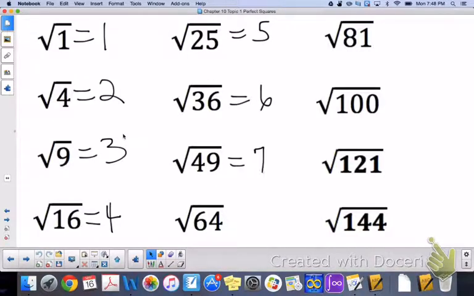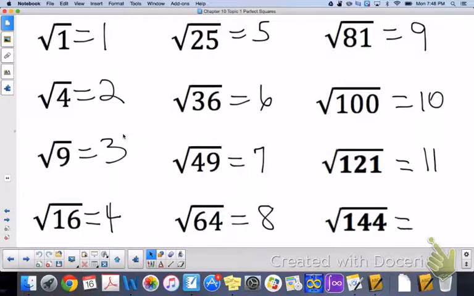Square root of 49 is 7. Square root of 64 is 8, okay? These are all because 8 times 8 is 64. 7 times 7 is 49. The square root of 81 is 9. 9 times 9 is 81. Square root of 100 is 10. Square root of 121 is 11. And the square root of 144 is 12. Again, 12 times 12 is 144. 11 times 11 is 121, and so on.